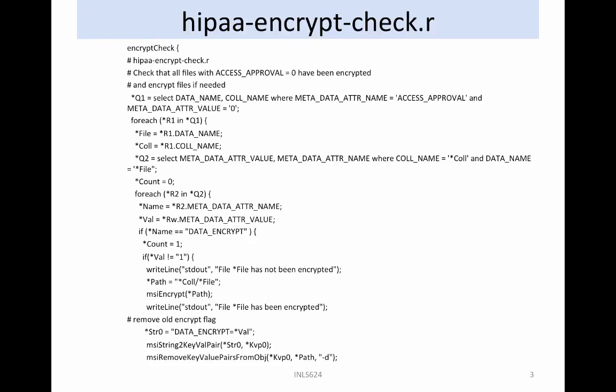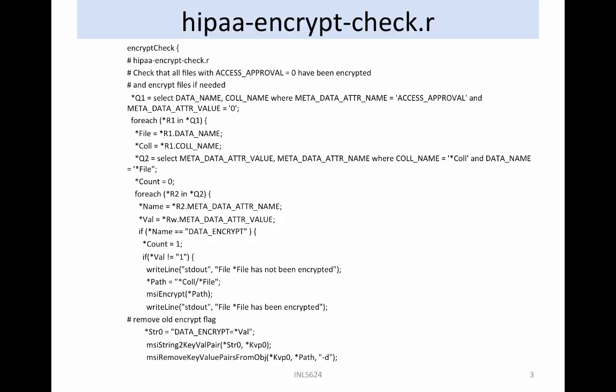The rule HIPAA encrypt-check.r is shown here. The rule creates a query to find all files that have an access approval status flag with a value of 0. These are files that are not approved for public access. They should be encrypted. For each file in the list, a query is made for all of the descriptive metadata. If an attribute exists with the name data encrypt and has a value that is not equal to 1, the file has not been encrypted.